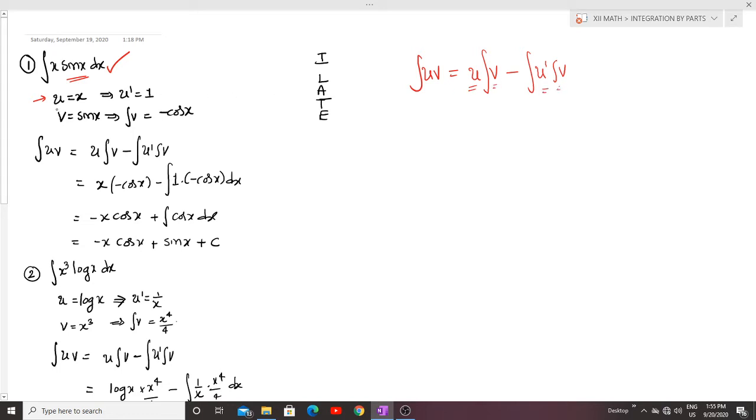So I am taking u is equal to x, the first function, then the derivative u dash is 1, and v is equal to sin x, then integration of v is equal to minus cos x. So wherever you are doing the second function integration, please don't try to write the plus c.